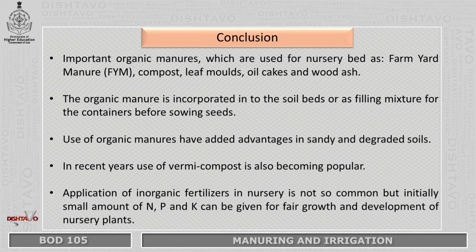The organic manure is incorporated into the soil bed or as filling mixture for the container before sowing seeds. Use of organic manures has added advantages in sandy and degraded soils. In recent years, use of vermicompost is also becoming popular. Application of inorganic fertilizers in nursery is not so common, but initially a small amount of NPK can be used for growth and development of nursery plants.